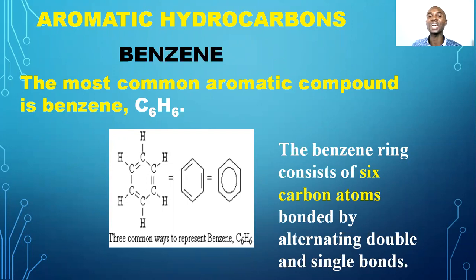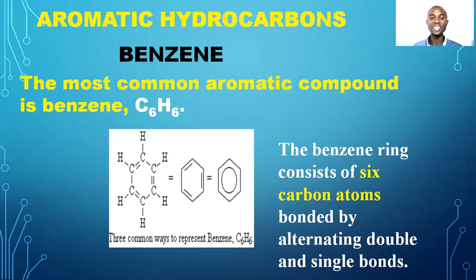And we say that when you hear about aromatic hydrocarbon, think benzene. Benzene is the source of aromatic hydrocarbon. So that is why I put benzene as a topic we are going to look into, because the other aromatic hydrocarbons are derivatives from benzene. All right. Now the most common aromatic hydrocarbon, as I said, is benzene, whose formula is C6H6.